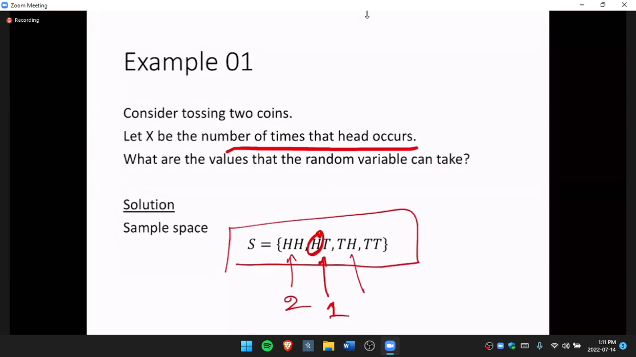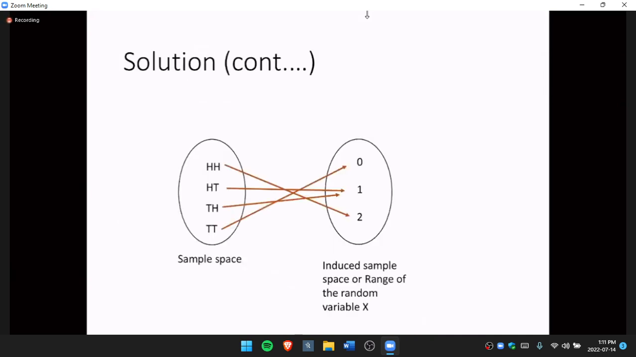TH has the value of 1 again. Then for TT, there is no head. Therefore, the value of the random variable is going to be 0. Okay. Likewise, we have to find all the values for the random variable according to the original sample space. So these are the values that the random variable X can take: 0, 1, and 2. Right. Now look at the diagram again.